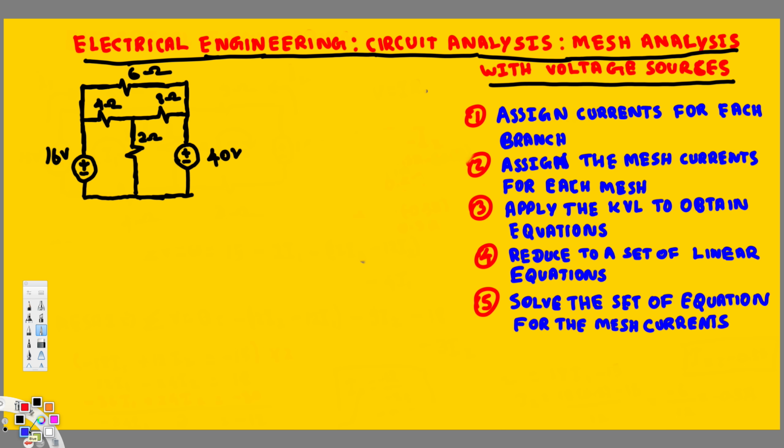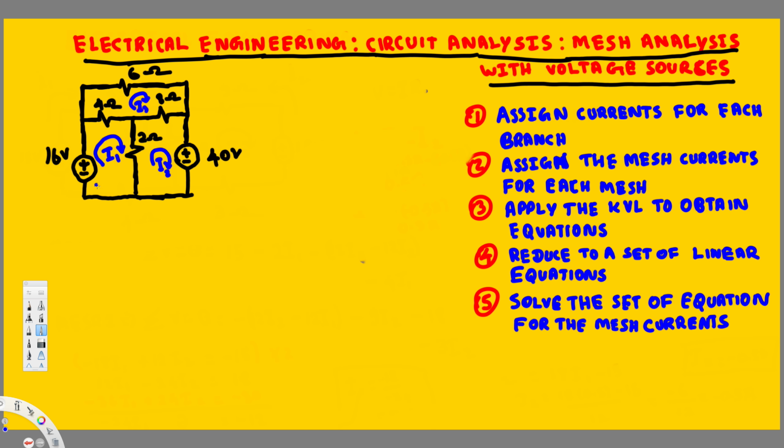Now let's assign currents. Let's put our mesh currents first. Here we are going to have I1, and let's say this is I2. It doesn't matter which direction you put, because if you get a negative answer it means it is in the opposite direction. And then this is going to be I3, right? Now we have three mesh currents.